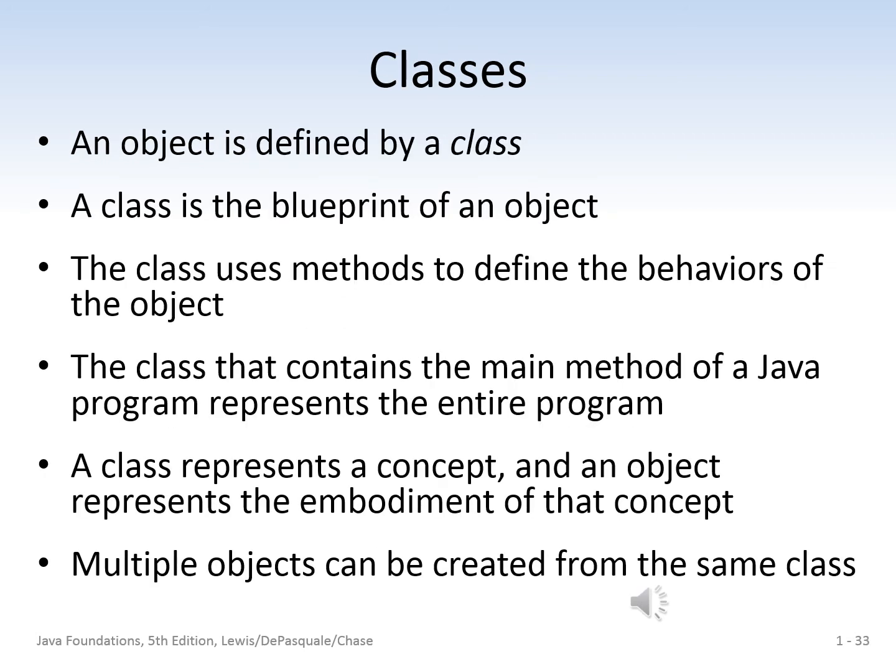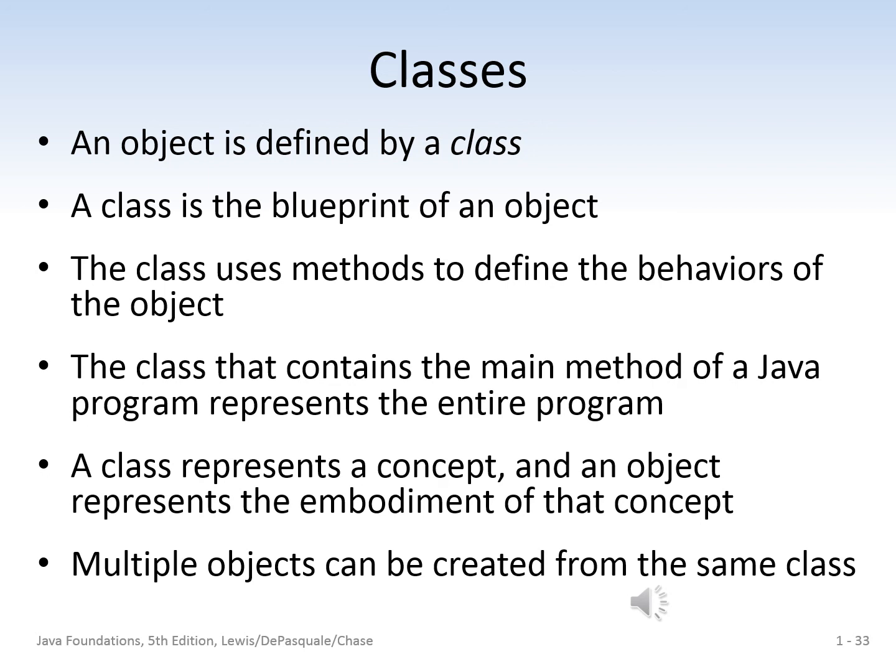An object exists within a class or is defined by a class. And the class is the prototype, or as the author calls it, the blueprint of an object. And the class uses methods to define the behaviors of the object. So a class that contains the main method of a Java program represents the entire program. A class represents a concept, and an object represents the embodiment of that concept.